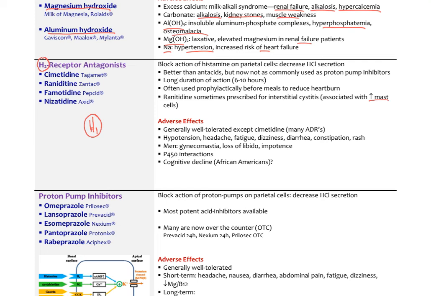Adverse effects, pretty well tolerated for most. Hypotension is one problem. Headache, fatigue, dizziness, diarrhea, constipation, rash. That's pretty common for a lot of medications. Men can experience gynecomastia, loss of libido, impotence, potentially by suppressing androgens, increasing estrogen. And then there are lots of interactions with other drugs through the P450 detox system in the liver. We'll talk about that later. And then potential cognitive decline, especially in African American patients, has been documented. So not without adverse effects there.